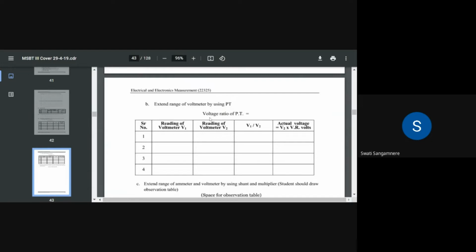Similarly, we can calculate voltage ratio of PT, 110 by 230 volt. Then the reading of voltmeter V1 means high range voltmeter, and the reading of voltmeter V2 means low range voltmeter. Then V1 by V2, and we can calculate actual voltage by using the formula V2 into VR, where VR means voltage ratio of PT. So this is the observation table.